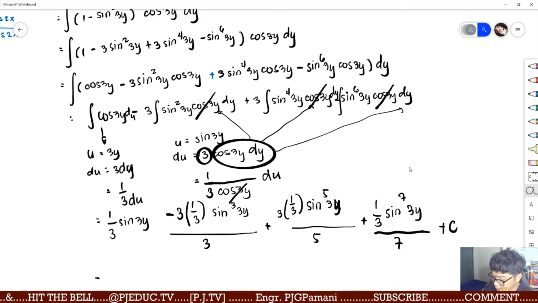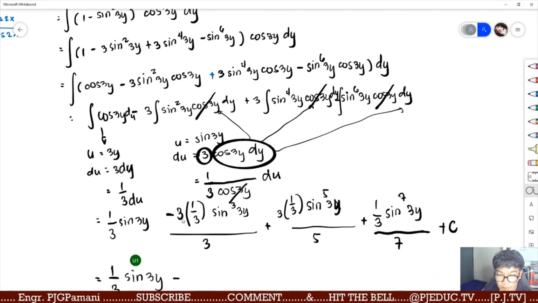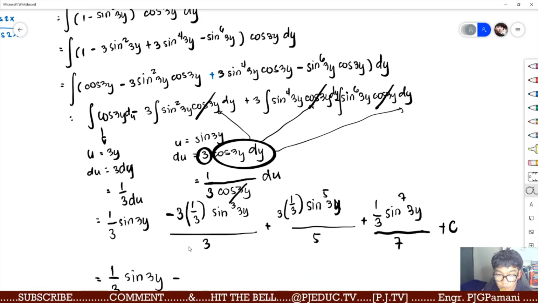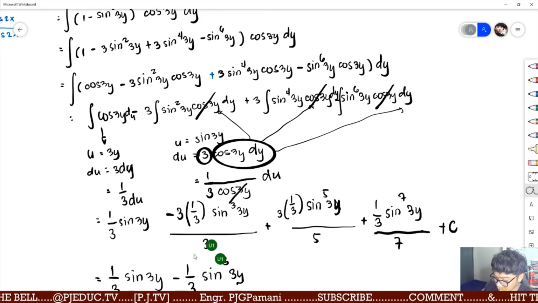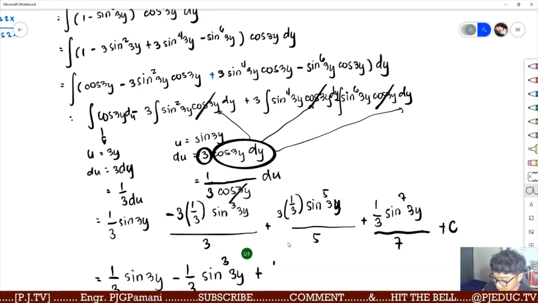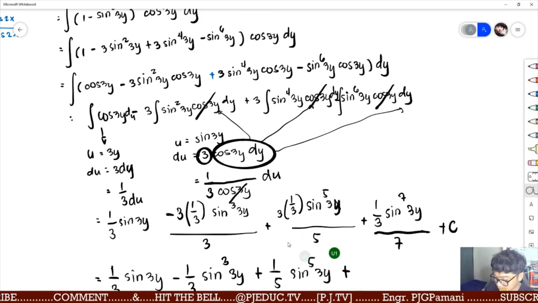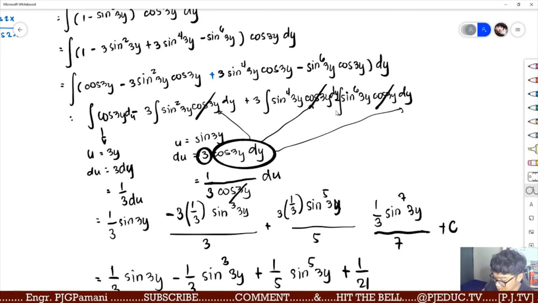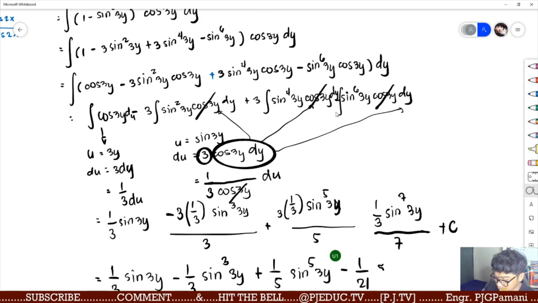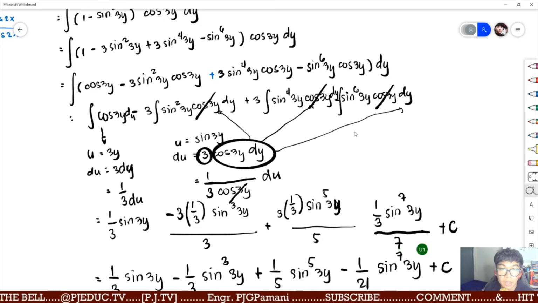Simplify further. We have now 1/3 of sine 3y minus 3 times 1/3, negative 1/3 sine raised to 3 3y plus 1/5 of sine raised to the 5th power 3y plus 1 over 21. Ay, minus pala yun. Ayun, minus 1 over 21 sine raised to the 7th 3y plus c. Ang haba nung problem.